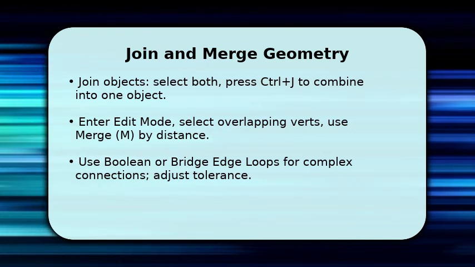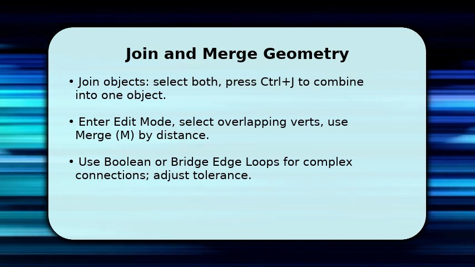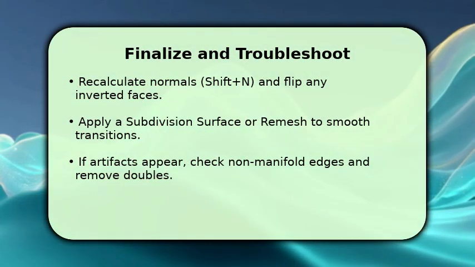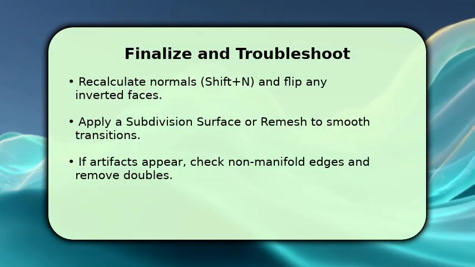For complex shapes, add a Boolean modifier or use bridge edge loops between selected edge loops. Make sure to fine-tune the tolerance and clean up ngons with knife cuts, so the mesh remains manifold and deformation-friendly. Finish by validating and smoothing the connection.